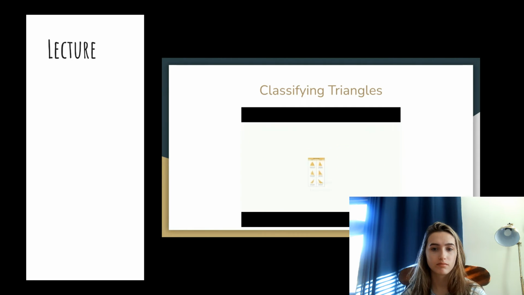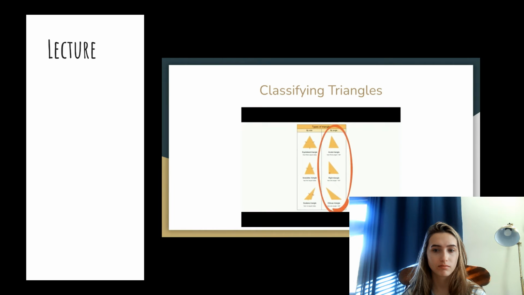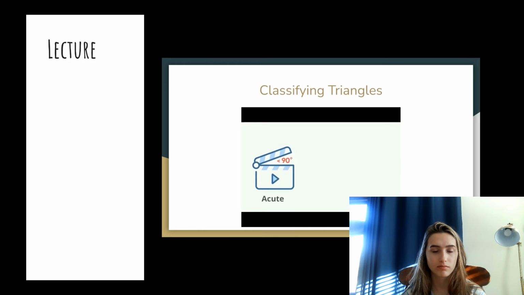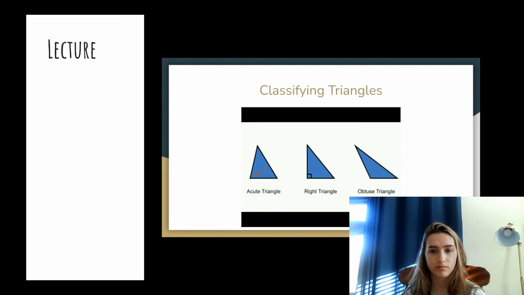Triangles can also be classified by their angles. There are 3 angles that are often associated with triangles. Acute angles are less than 90 degrees. Right angles are exactly 90 degrees, and obtuse angles are greater than 90 degrees. All triangles have 2 acute angles, and it's the third angle that determines the type of triangle you have.